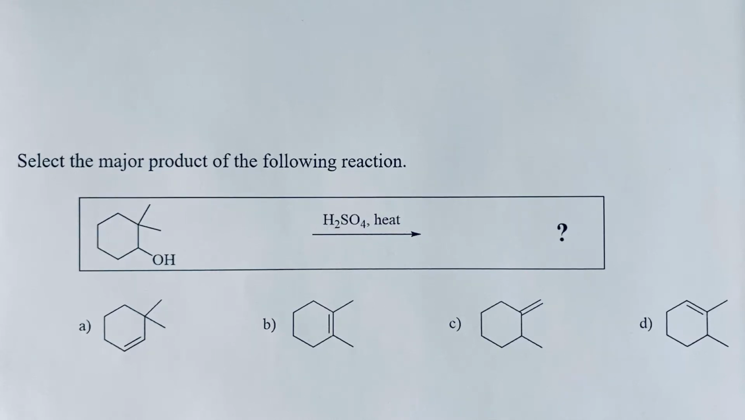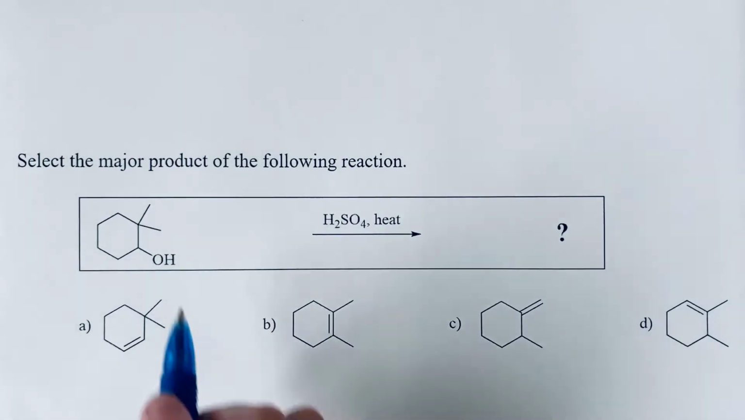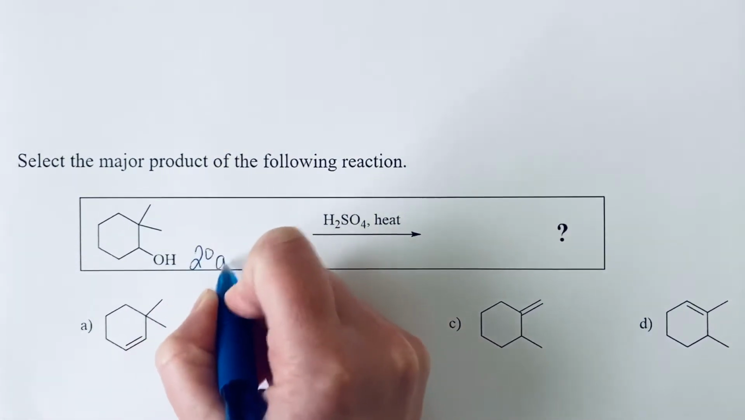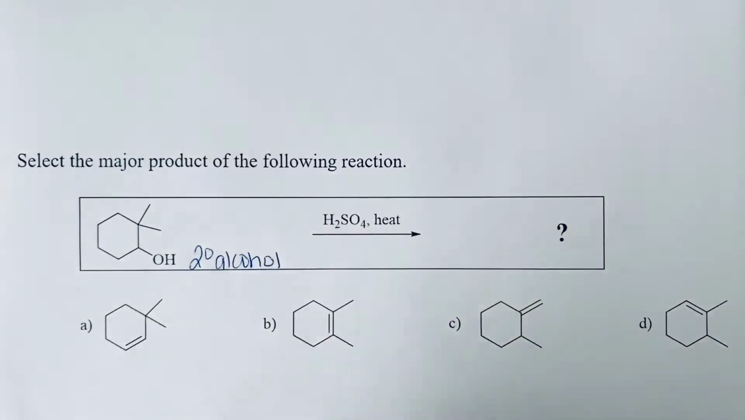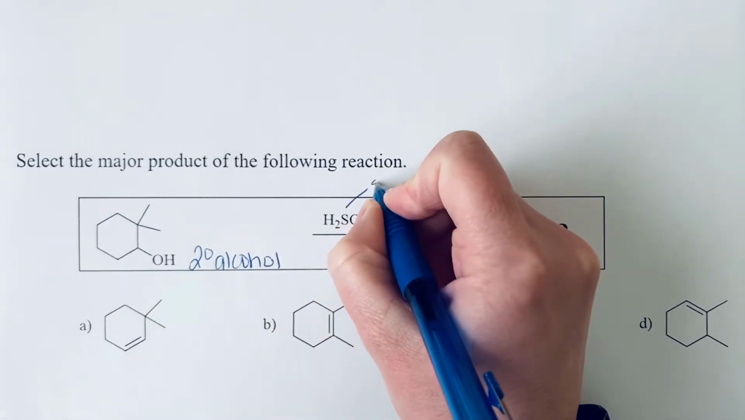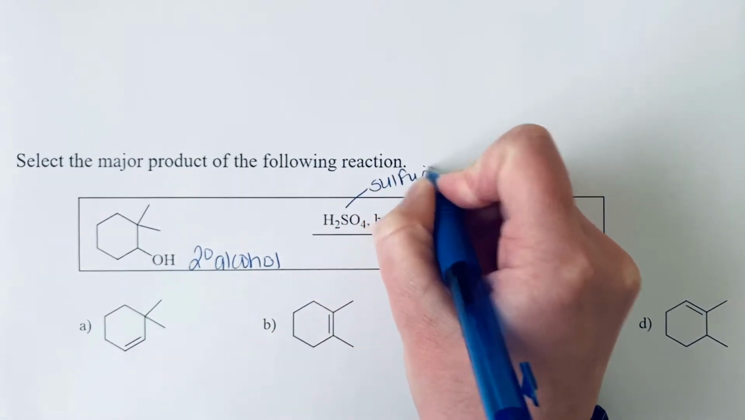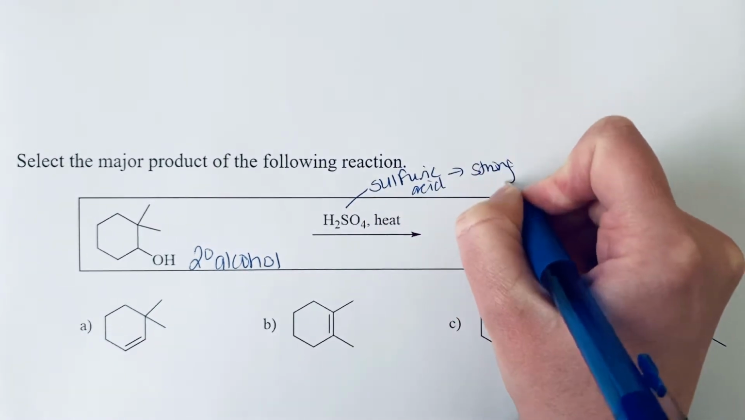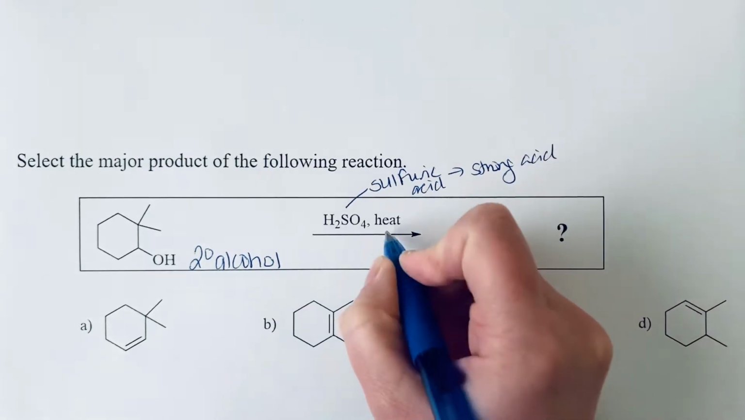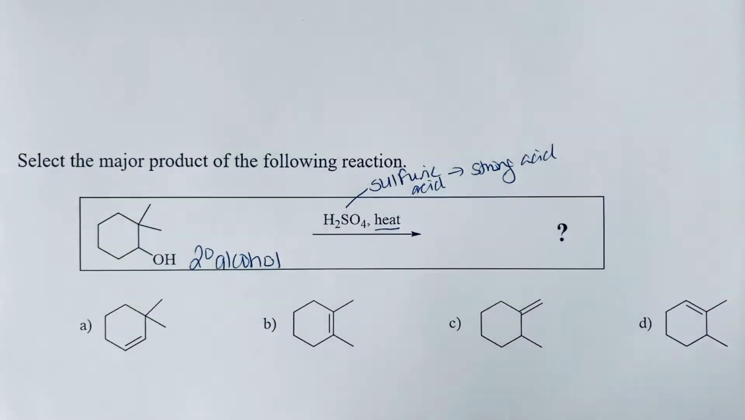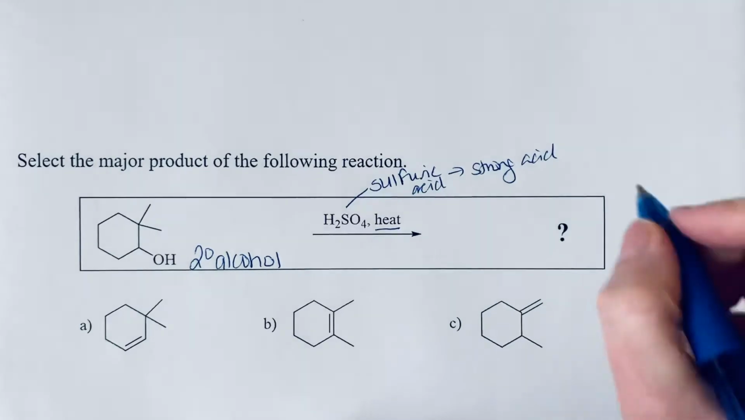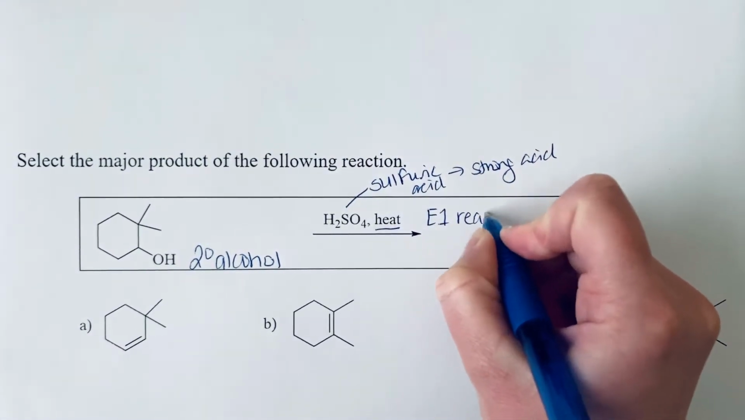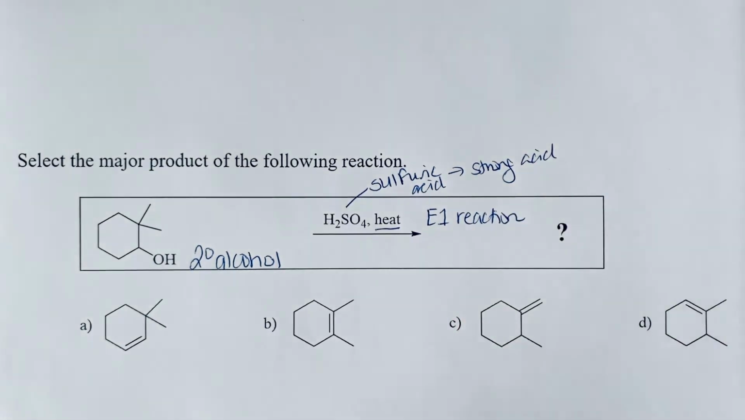Select the major product of the following reaction. So if we look at our starting material, we can see that we are starting with a secondary alcohol, and we are treating this with sulfuric acid. And sulfuric acid we know is a strong acid. And we are heating this up. So all of these pieces of information should combine to let us know that this is going to be an E1 reaction. So the unimolecular elimination.